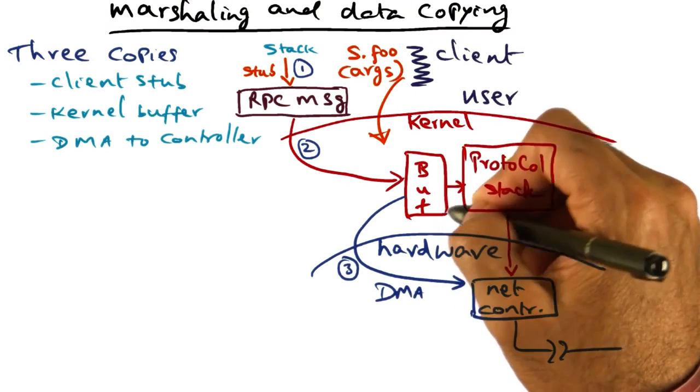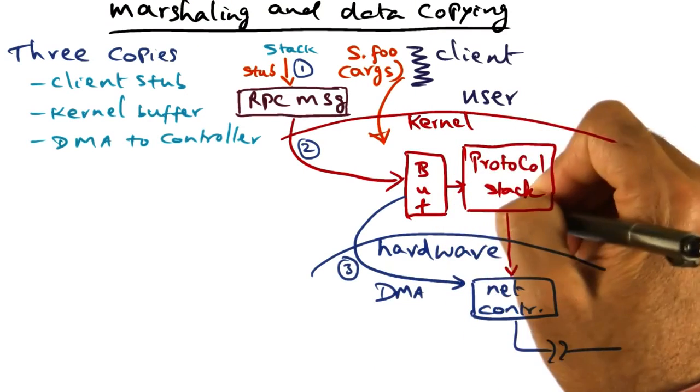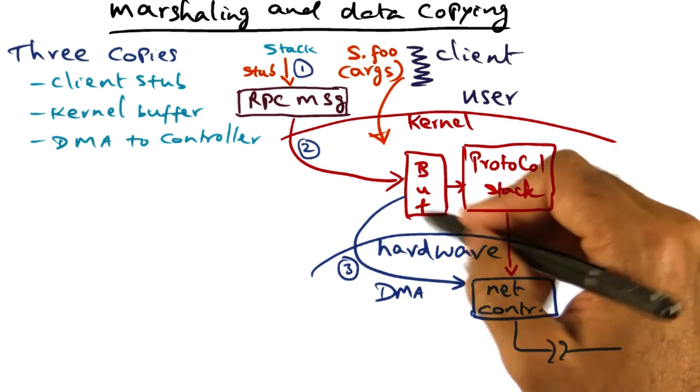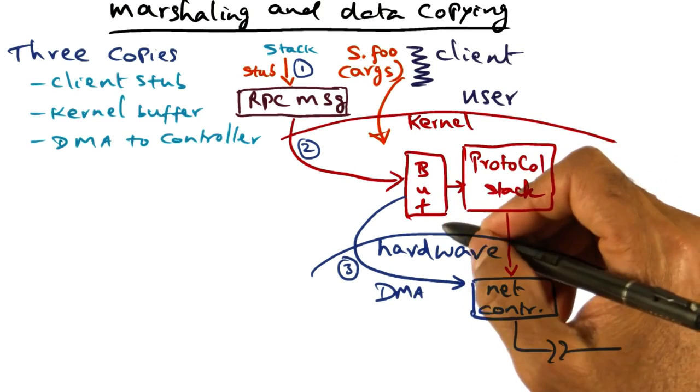So now it is in the buffer of the operating system kernel. Now the operating system can kick the network controller and say, hey, go ahead, take this buffer, send it out on the wire to the desired destination.